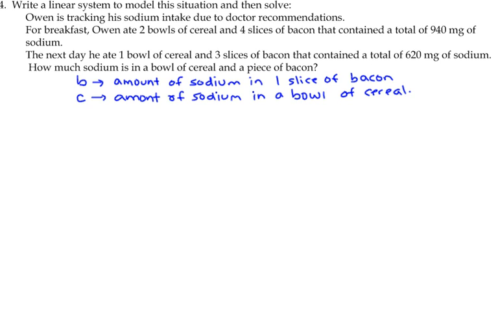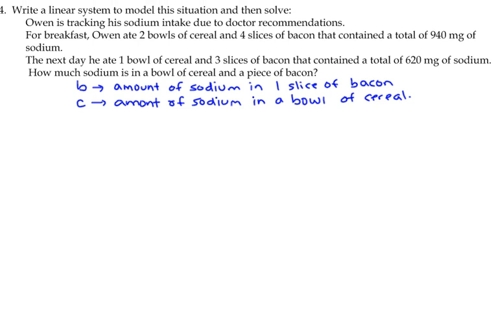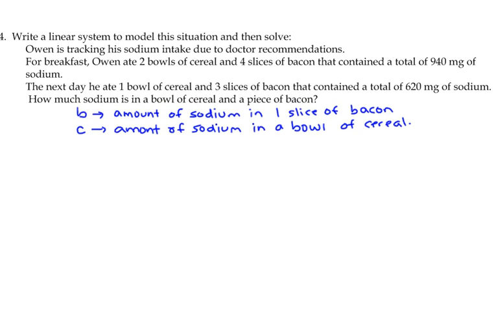Okay, so next, we need to figure out our two equations. Now, usually each sentence is an equation. So after the first part, the first real information comes from, Owen ate 2 bowls of cereal and 4 slices of bacon that contain 940 milligrams. Can we make an equation out of that? What's the equation? 2 bowls of cereal and 4 slices of bacon contains a total of 940 milligrams.